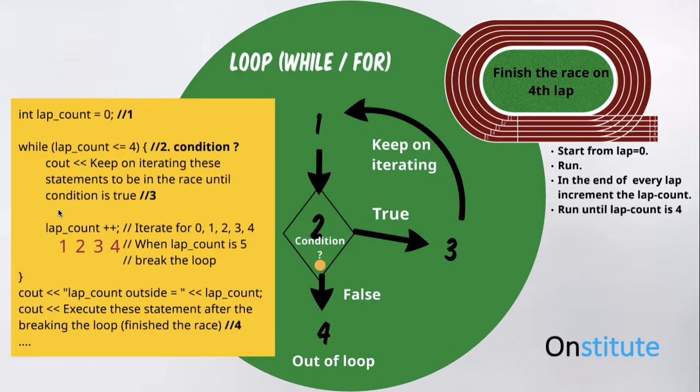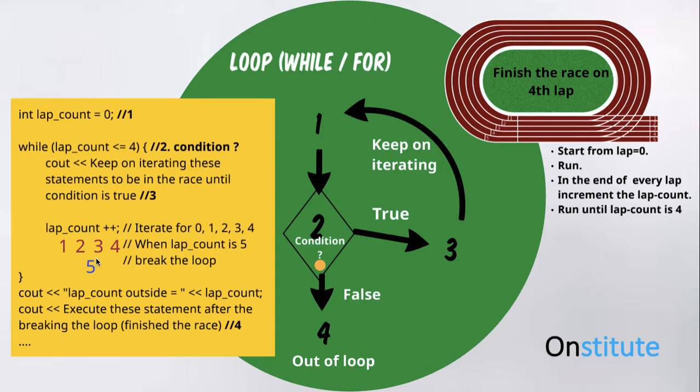So 4 is less than equals 4. Well, of course, because it has an equal symbol, 4 is less than equals 4. The condition is true. So it will again execute all the statements inside this while loop followed by another increment for lap count. This time the increment is 5. The value of the lap count variable is 5 after this increment.